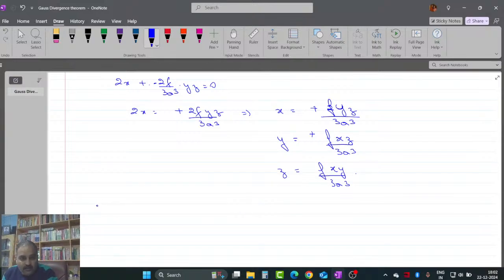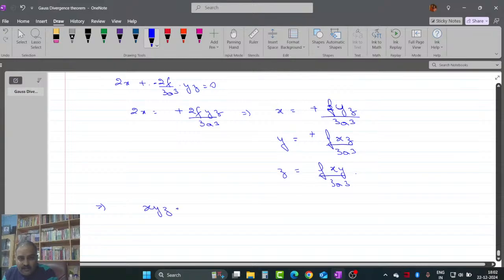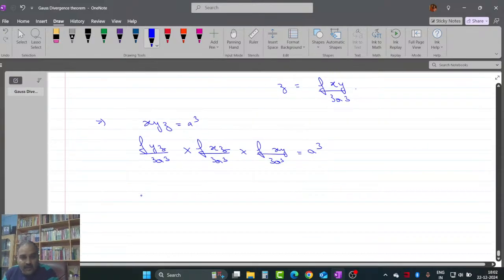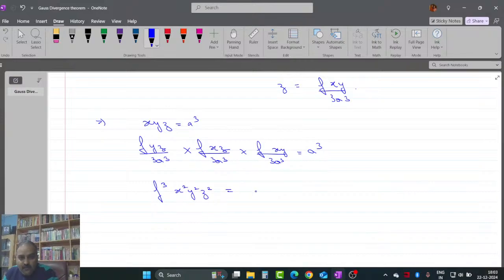So the given function was xyz is equal to a cube. The value of x will be F yz over 3a cube, multiplied by F times xz over 3a cube, multiplied by F times xy over 3a cube, is equal to a cube. So this gives F cube into x square y square z square is equal to 3 3 is 9, 9 3 is 27, a raised to 3 3 6, 3 9 and 3 12.